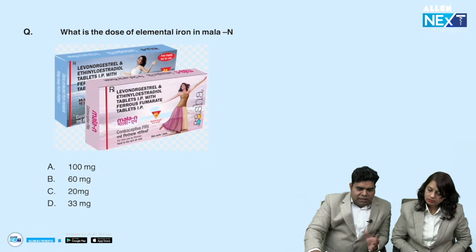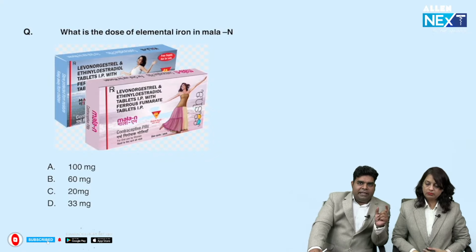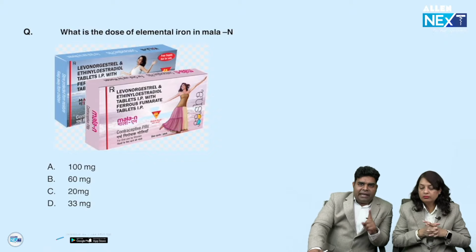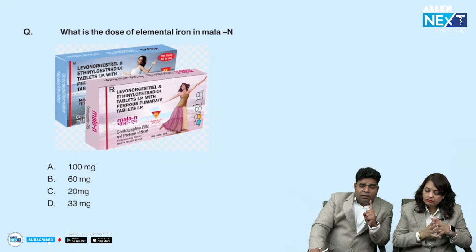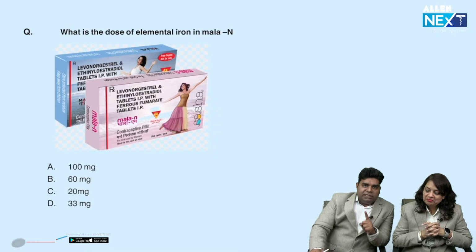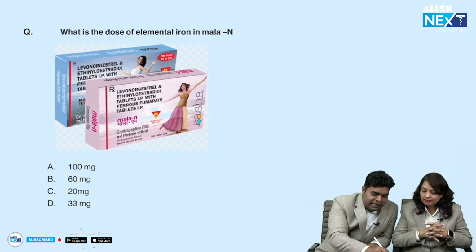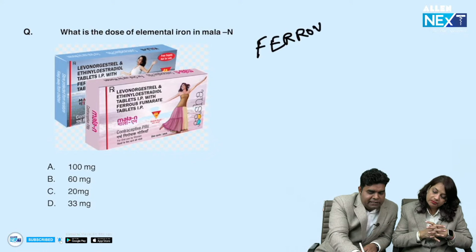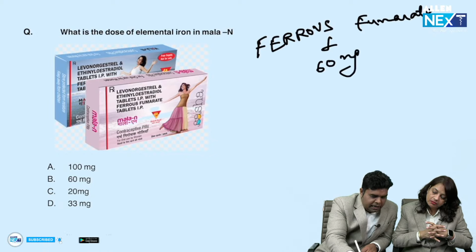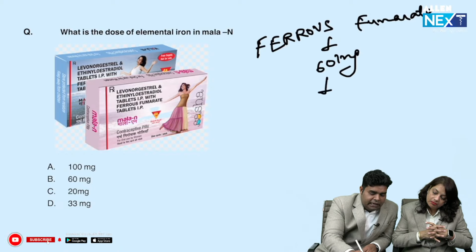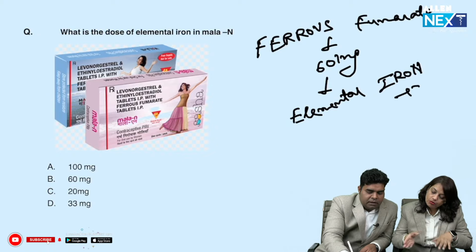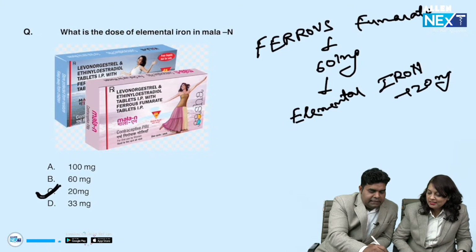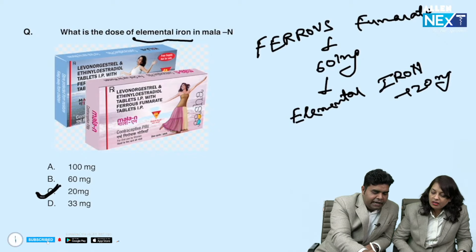Now, coming to the question about which elemental iron we use in Mala-D, the answer was ferrous fumarate. But what is the dose of ferrous fumarate? The dose is 60 milligram. But elemental iron is 20 milligram. Ferrous fumarate is 60 milligram, and in the 60 milligram, the elemental iron is only 20 milligram. So what should be the answer, 20 or 60? 20 is the answer, because they have asked the question of elemental iron.